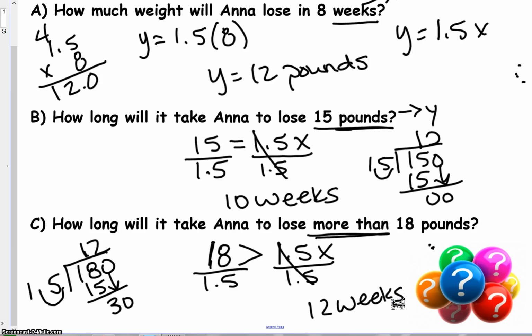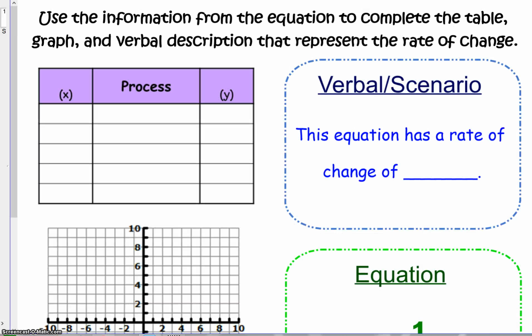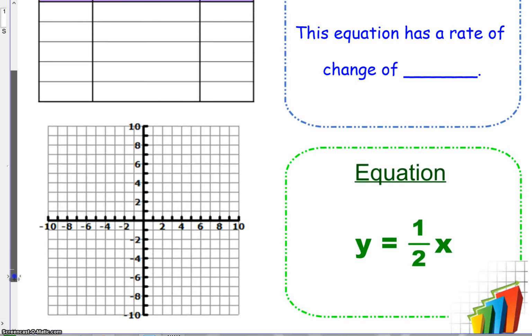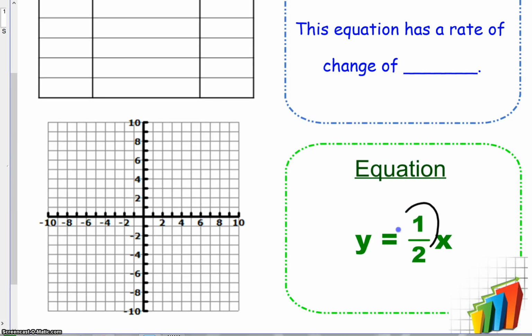Do you see how you can use information from an equation, a table, or a graph, and you can answer questions based on it? That's the point of tonight's lesson. So let's do another example. Use the information from the equation to complete the table, graph, and verbal description that represent the rate of change. We talked about on Friday and on Monday that the coefficient right here is your rate of change. So it says the equation has a rate of change of 1/2.